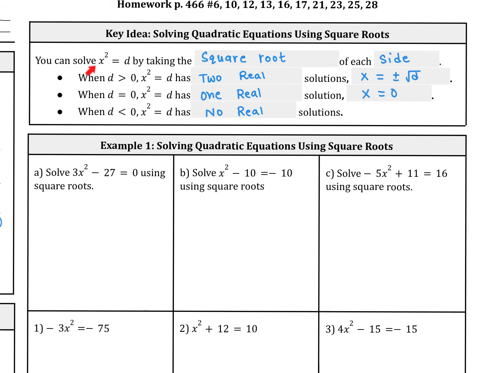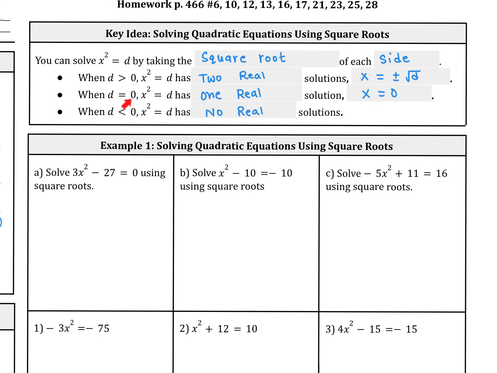You can solve x squared equals d by taking the square root on each side. So if you want to solve for x, it means you need to remove this square, and to remove this square you're going to take the square root on each side. So the first case is when d is greater than 0 and you're solving for x where x squared equals d. In this case you're going to have two real solutions, and those solutions are x equals plus or minus square root d.